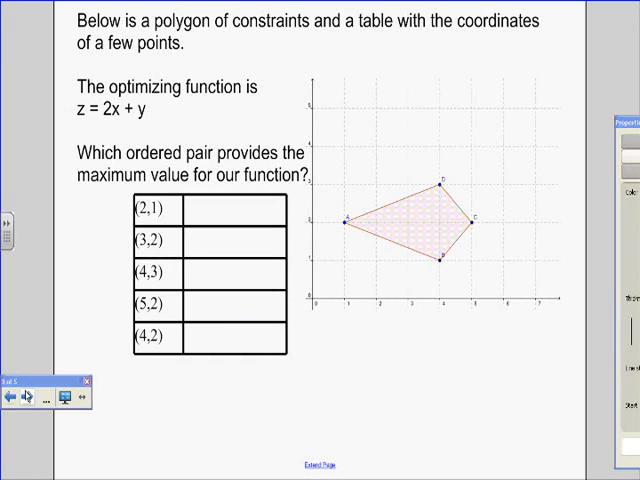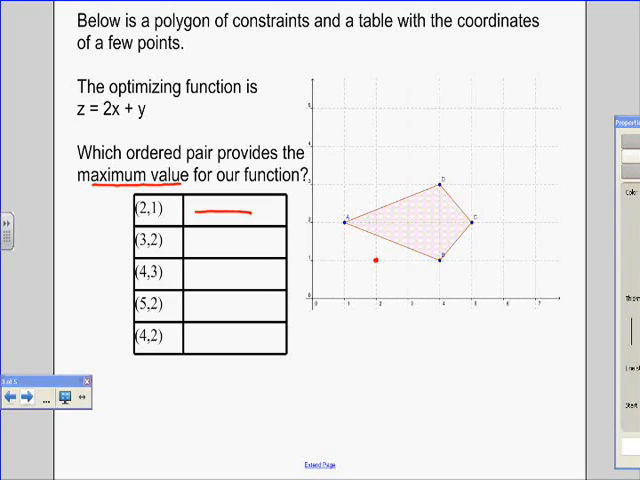All right, our second example, we have a polygon of constraints and a table with the coordinates of a few points. And our optimizing function is written as z is equal to 2x plus y. And we want to figure out which ordered pair provides the maximum value of our optimizing function. So we're going to go through each ordered pair, and we're going to use our optimizing function to find a value. So our first one, x is 2, y is 1, is actually not part of our polygon of constraints. So we're not going to be calculating because it doesn't fall into our polygon.